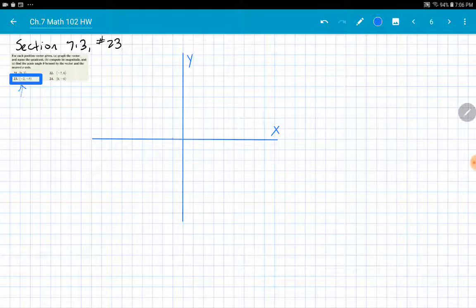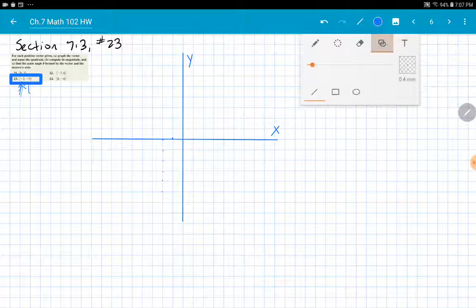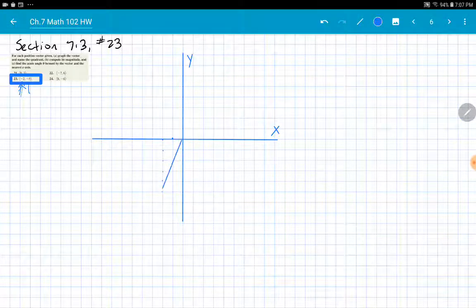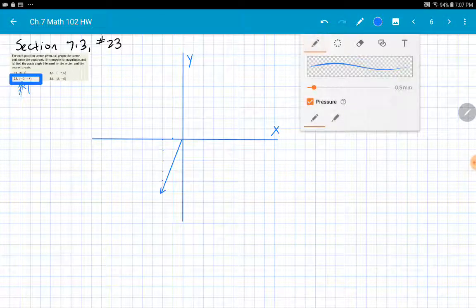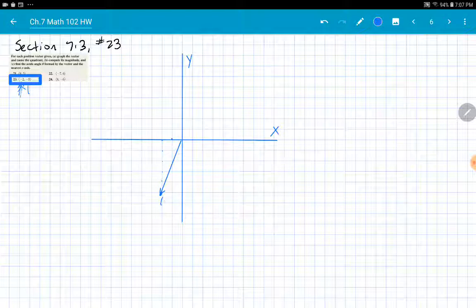The horizontal component is -2, and the vertical component is -5. Sorry, I switched it all around. Horizontal is -2, vertical is -5. So that's down 5: 1, 2, 3, 4, 5. So I have a vector that starts at the origin and ends at (-2, -5). That's the position vector named by its components. So that is part A.